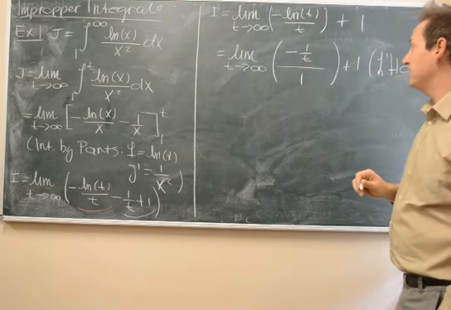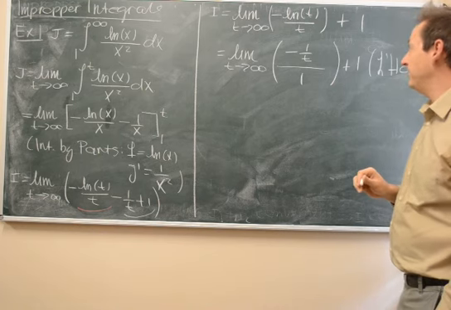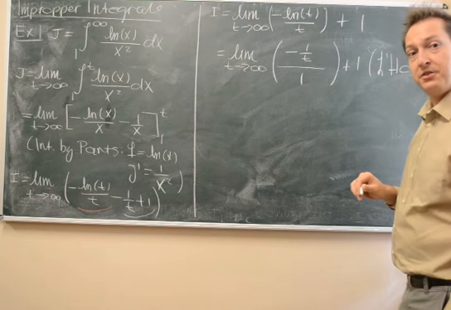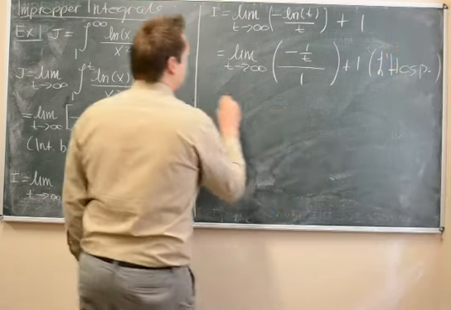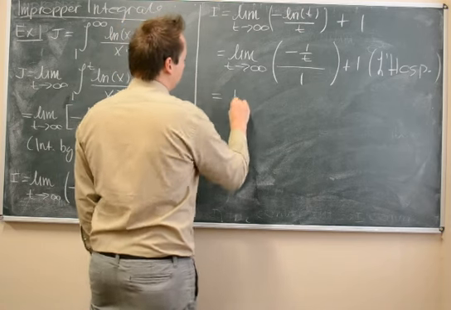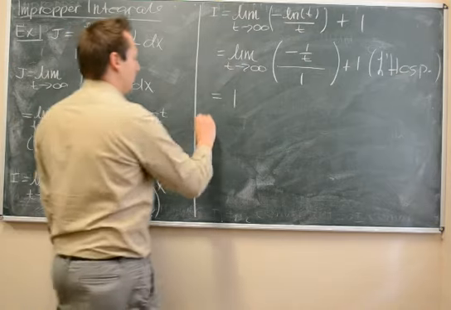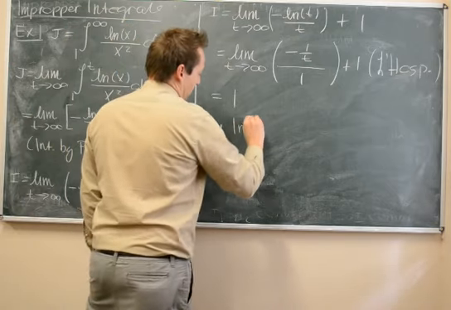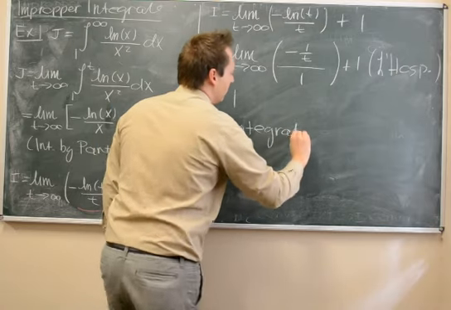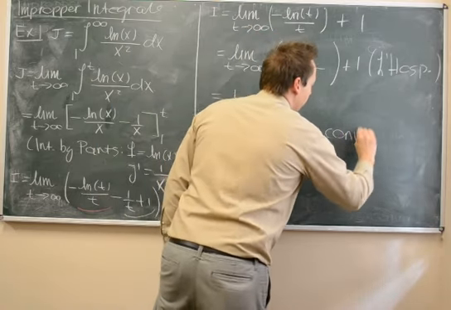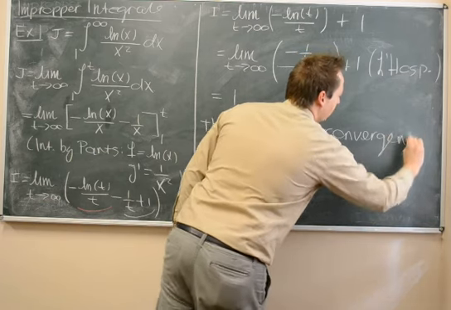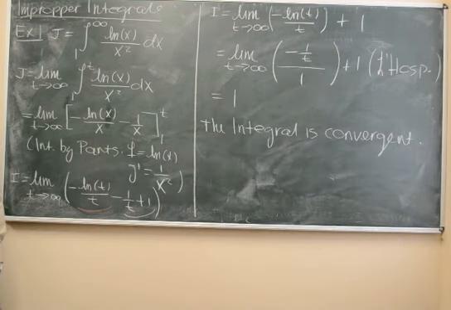And as t goes to infinity, what's going to happen to 1 over t? 1 over t is going to go to 0. So this limit is 1. So the integral is 1. The integral is convergent. And that's how this problem is done.